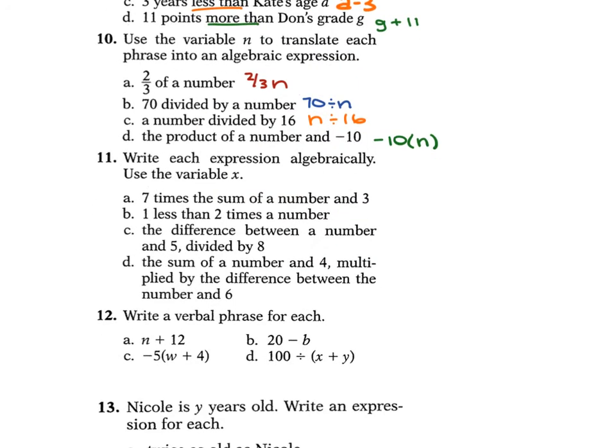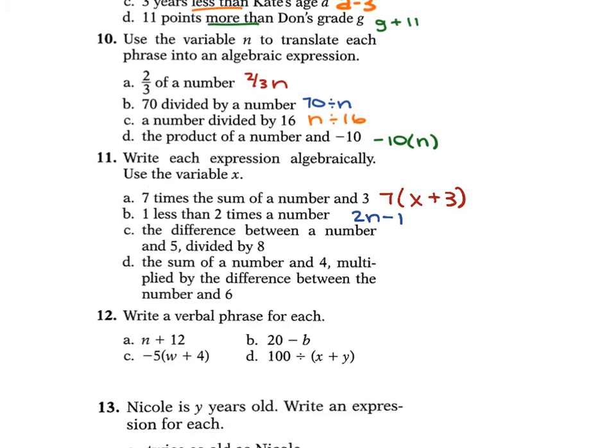11 says to write each expression algebraically, use the variable x. So A is 7 times the sum of a number and 3. So that's 7 times x plus 3. For B, we have 1 less than 2 times a number. 2 times a number is 2n. If we're taking 1 away from that, that's 2n minus 1.